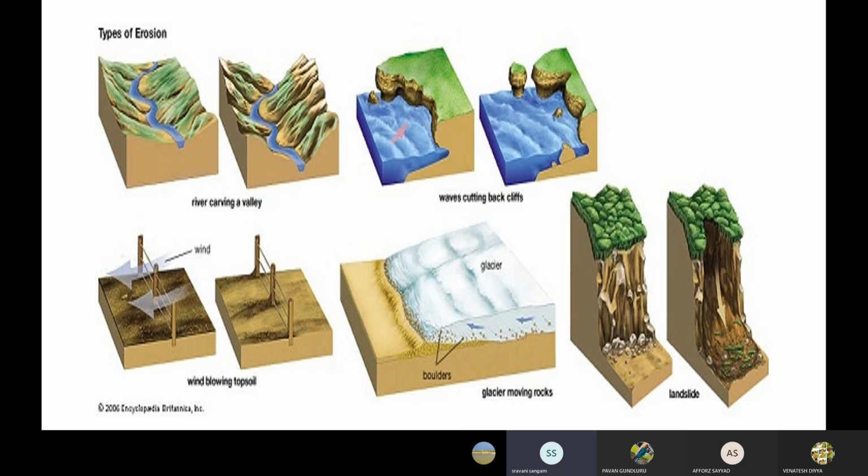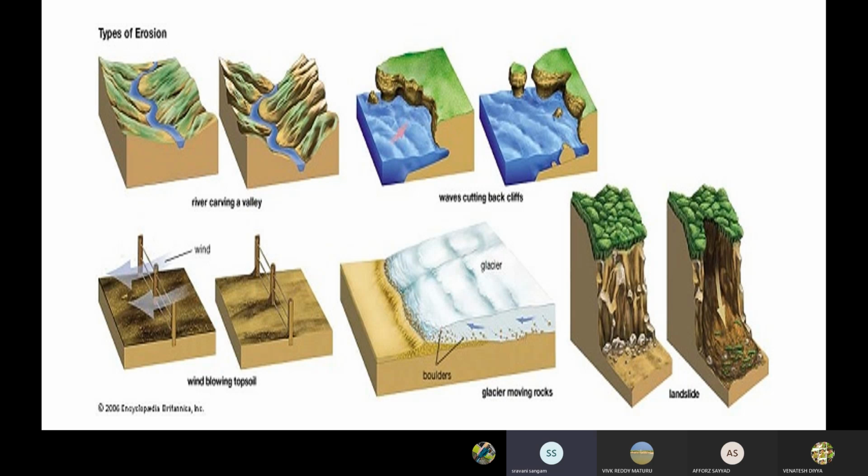Next one, wind blowing on topsoil. Here wind normally acts on the earth's surface, so due to wind, the topmost layer of the soil may be eroded. And next one, glaciers moving. Here, in a snow area or snow mountain, due to erosion the boulders may be moved slowly. They break down into smaller pieces and then slowly move into the seas and convert into water.